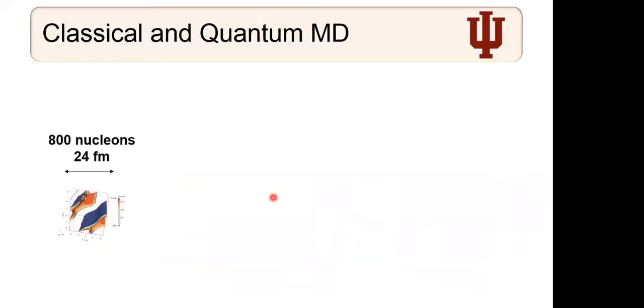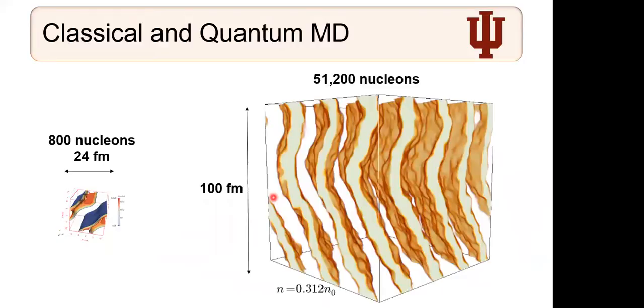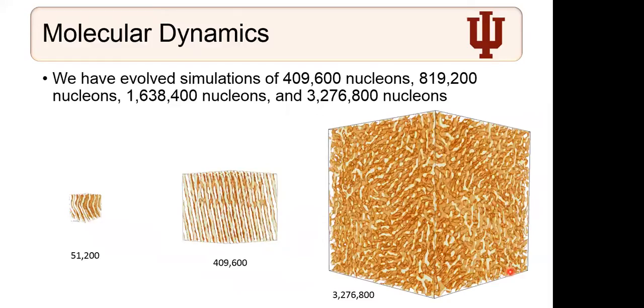But to give you a comparison between the classical and the quantum MD, the quantum simulations are limited by computational power. You can't have too many nucleons because then it gets too computationally expensive. So comparable simulations would be 800 nucleons in a quantum simulation and 50,000 in a classical simulation. So just being able to do these big simulations is a huge advantage that the classical simulations have over the quantum. And we can also go big.